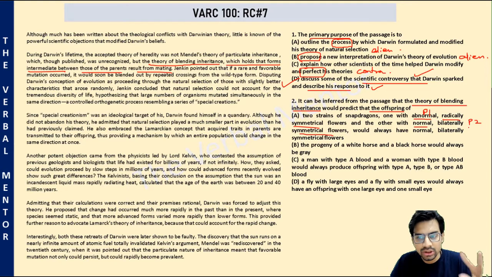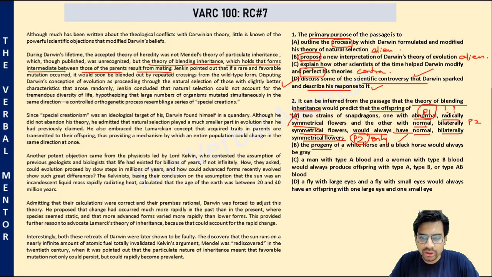Now, as per the theory of blending, the resulting offspring should have both the characteristics. Maybe he could have normal, radially symmetrical flowers, possibly. So there has to be a hybrid of two, or blending of the two characteristics. But this option says the offspring would always have normal, bilaterally symmetrical flowers, which are the characteristics of P2 only. Where are the characteristics of P1? We don't know. So option A is opposite to what the theory of blending inheritance predicts.